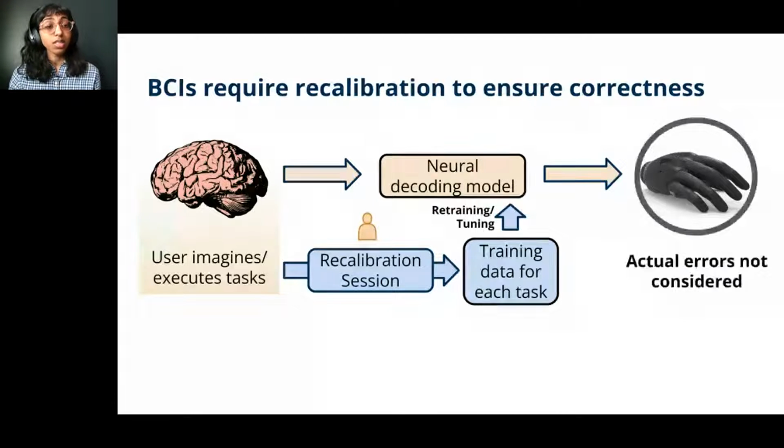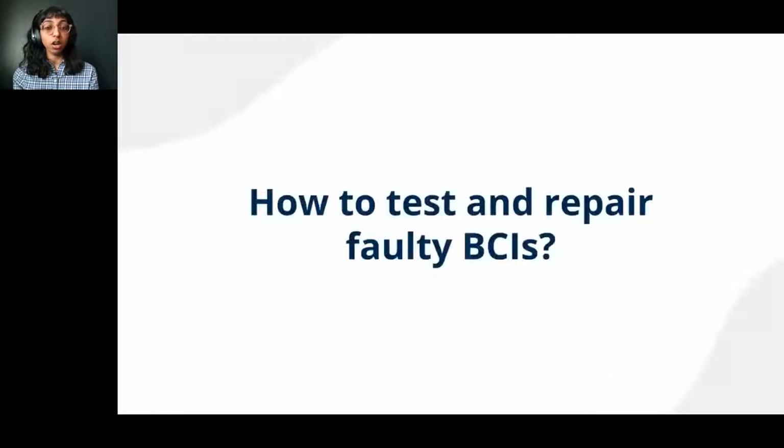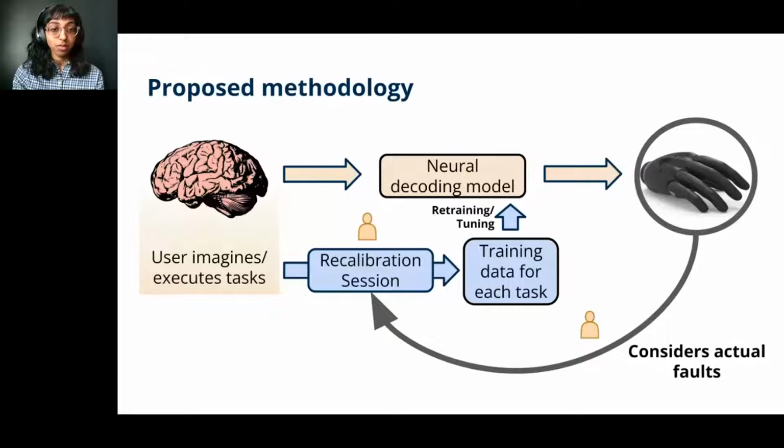However, this process may be ineffective at repairing faults because it does not prioritize the tasks on which the BCI currently performs poorly. In our work, we explored how to effectively test and repair faulty BCIs by considering the underlying neural decoding model as software to be tested. We propose a human-in-the-loop methodology for testing faulty BCIs and repairing them by accounting for actual detected faults.